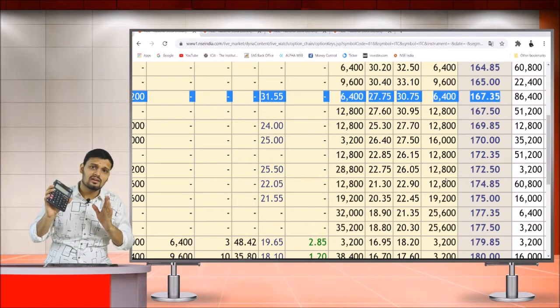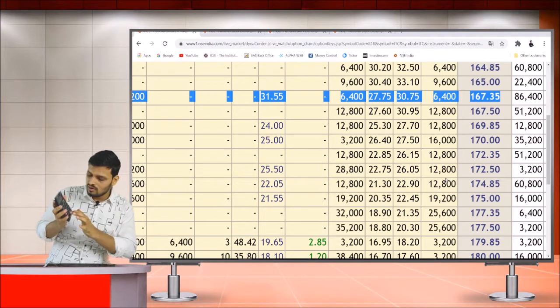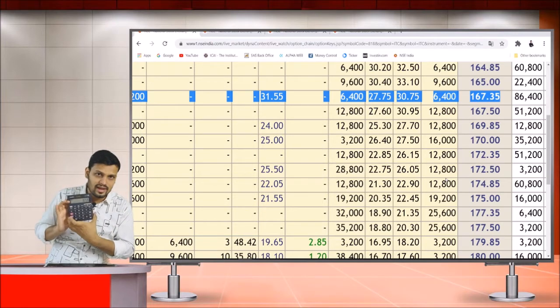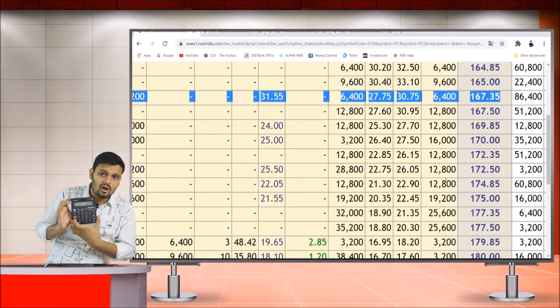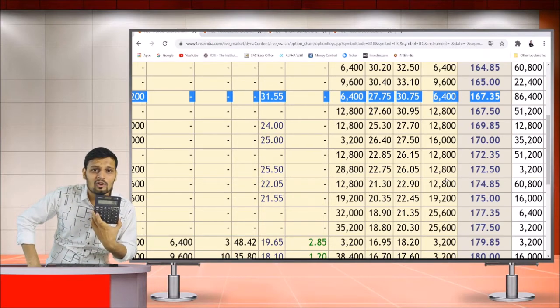Now, I'll tell you one more thing. 167.35 is the strike price for which he has bought the call option. 167.35 he can buy. But he has already paid a premium of 31.55. So his cost will not be 167.35. His cost will be 167.35 plus 31.55. So 198.9 rupees becomes his cost.